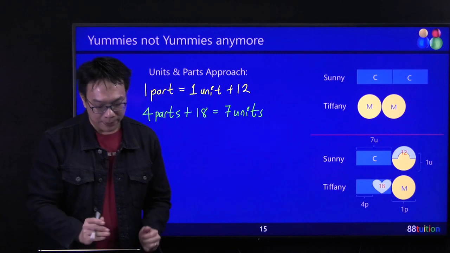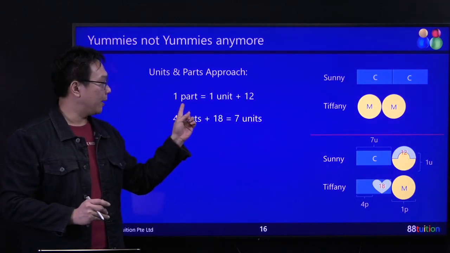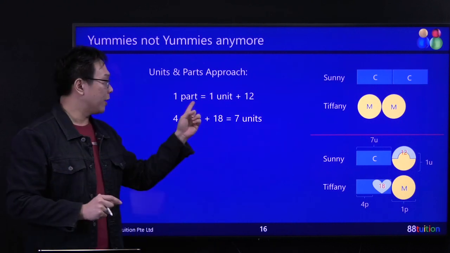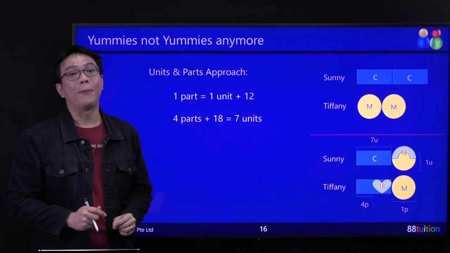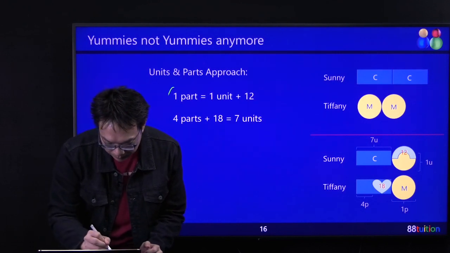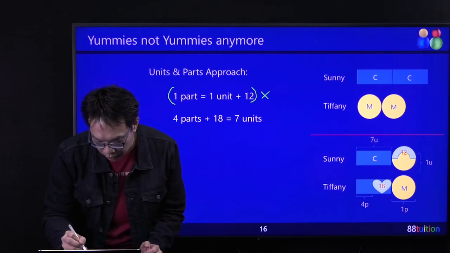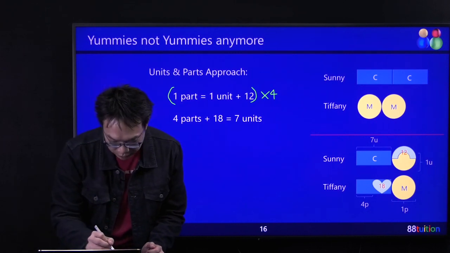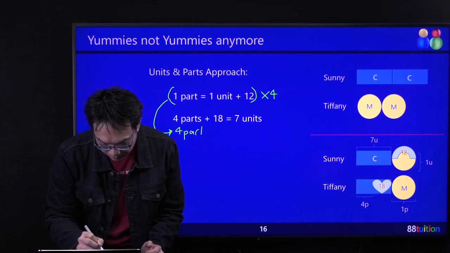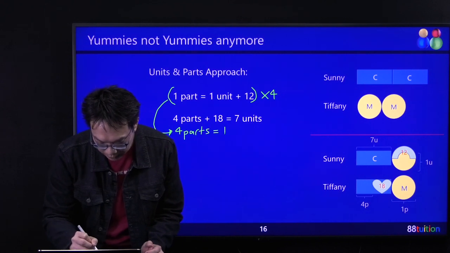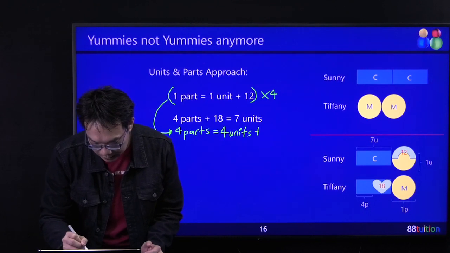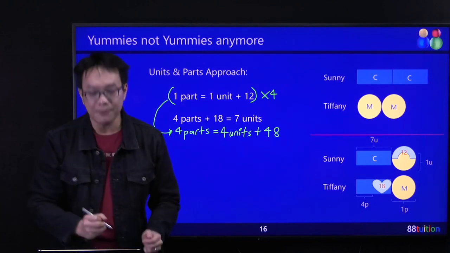So what happens next is down here, one part, but down here there are 4 parts. How to compare? Cannot, right? So you must make this one part into 4 parts. This whole thing you must times 4 to give you 4 parts. So 1 part times 4 is 4 parts, which is equal to 1 unit times 4 is 4 units. 12 times 4 is 48. So everybody must times 4.